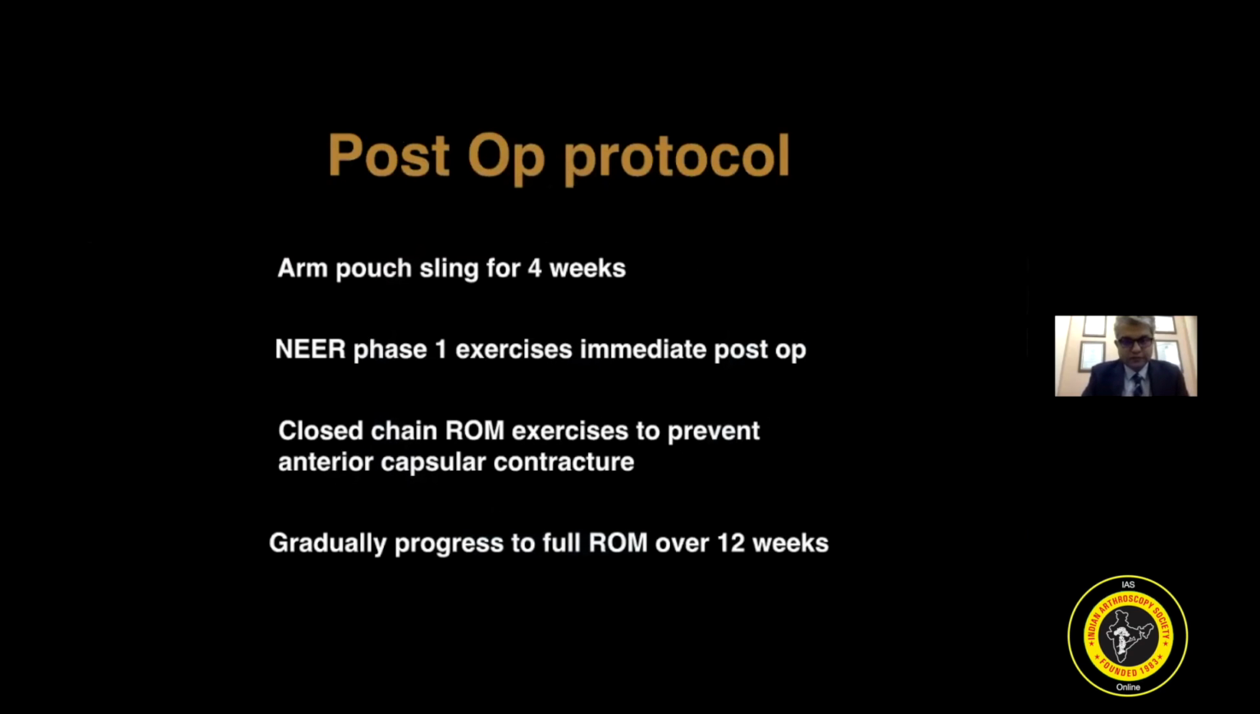The post-op protocol for these patients is keeping the arm in an arm pouch sling for 4 weeks. Phase 1 exercises are initiated immediately: closed chain range of motion exercises to prevent anterior capsular contracture. Gradually you progress to full range of motion over 12 weeks with strengthening of the shoulder muscles.